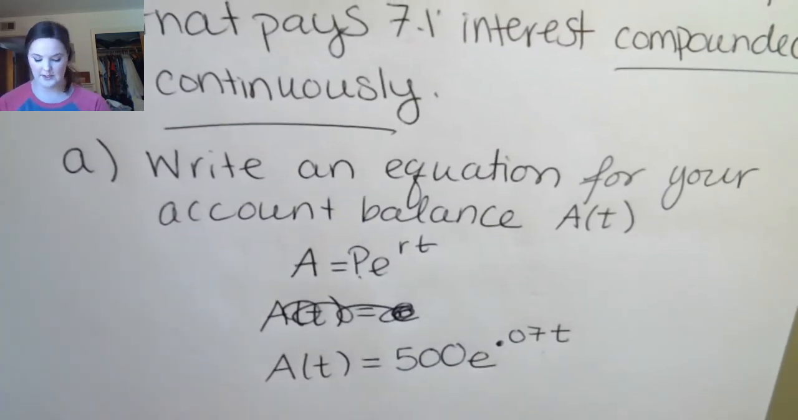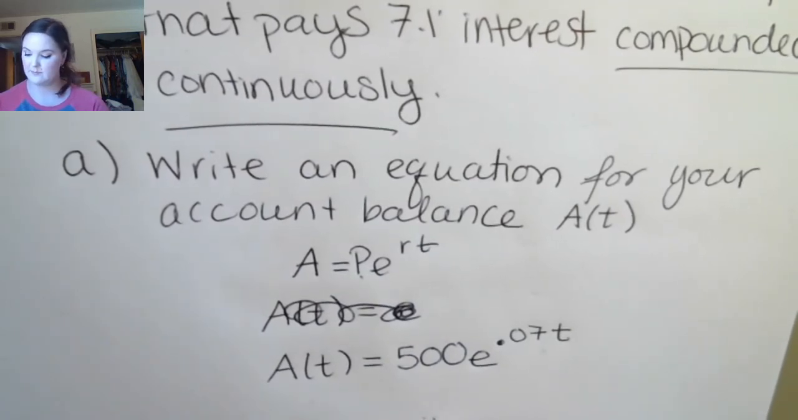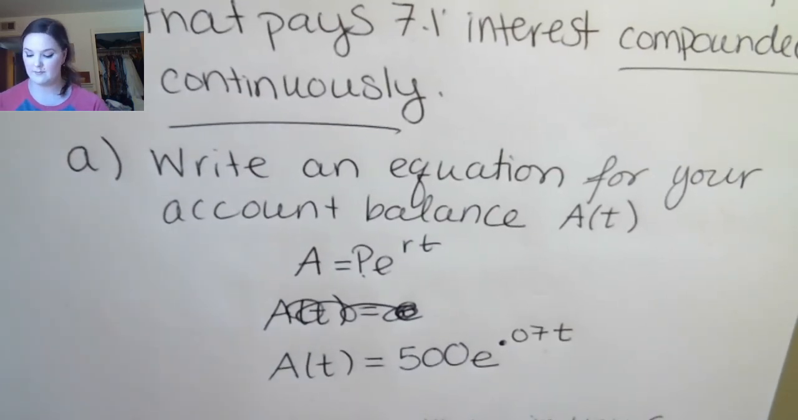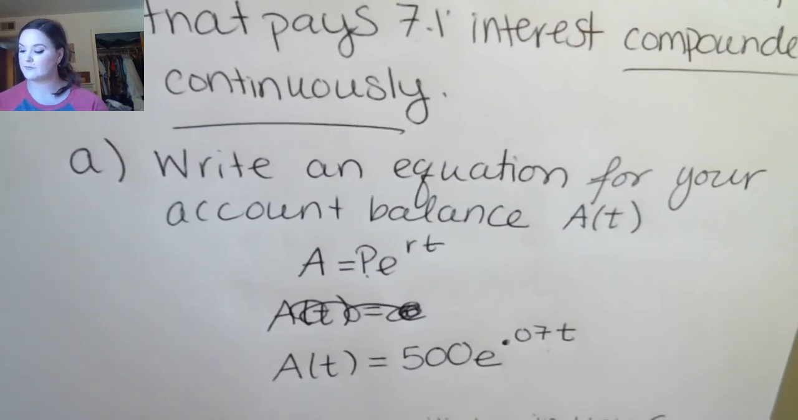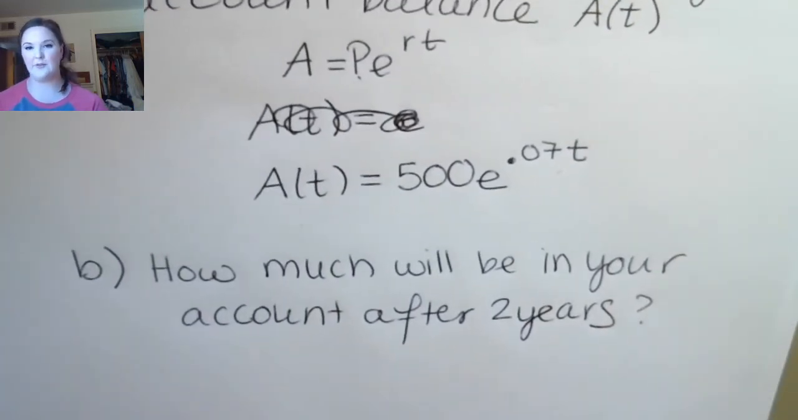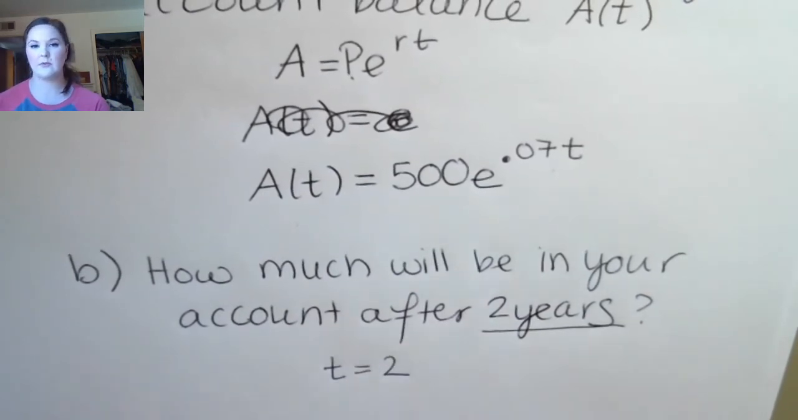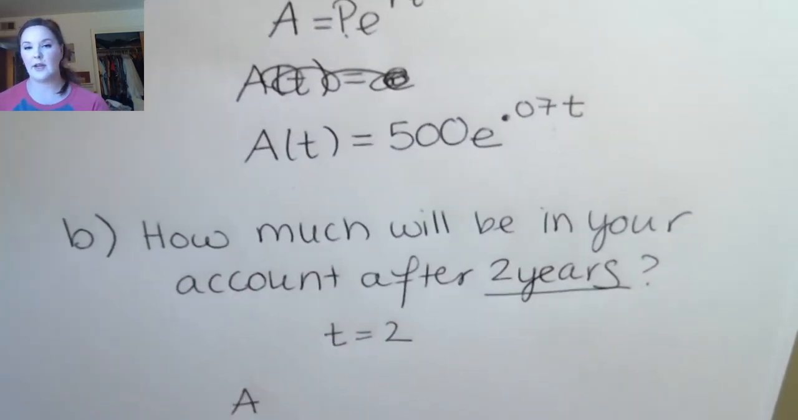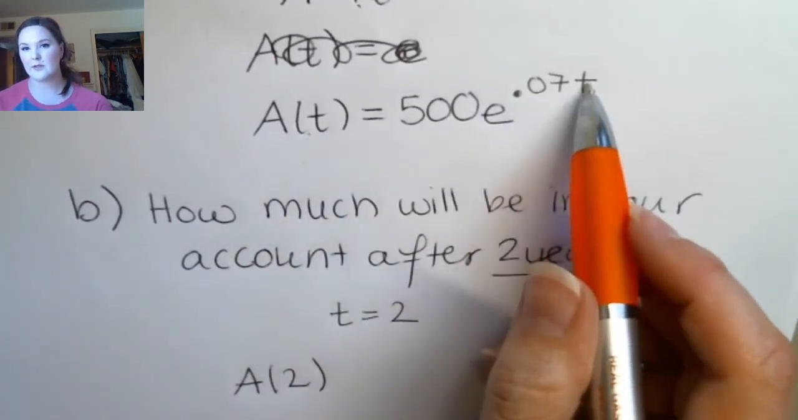All right, let's look at part B. How much will be in your account after 2 years? Two years means that T equals 2, and we're going to plug that into our formula from part A. Because we're using function notation, we're going to remember to plug in the 2 here as well as here.